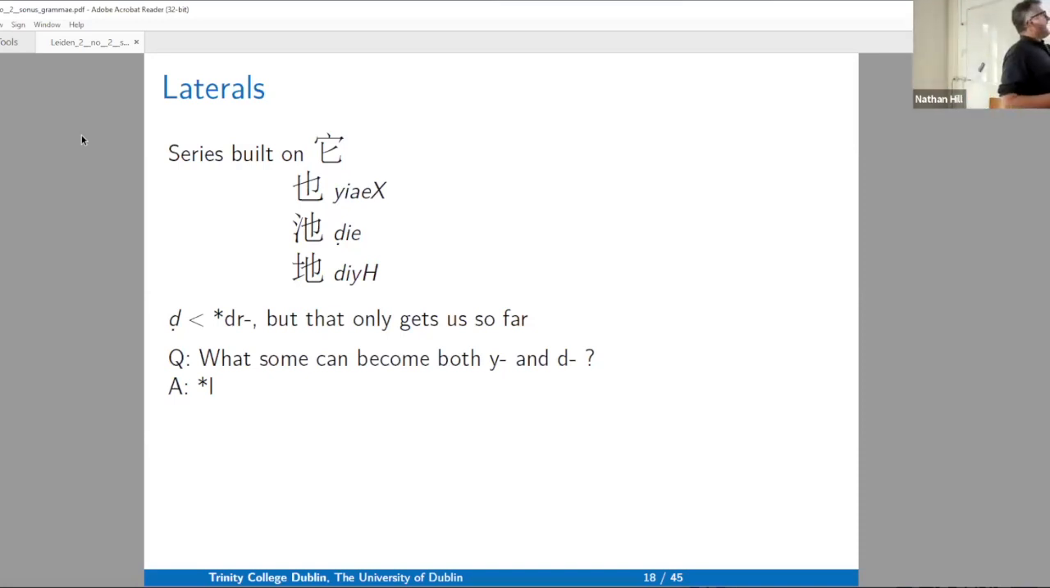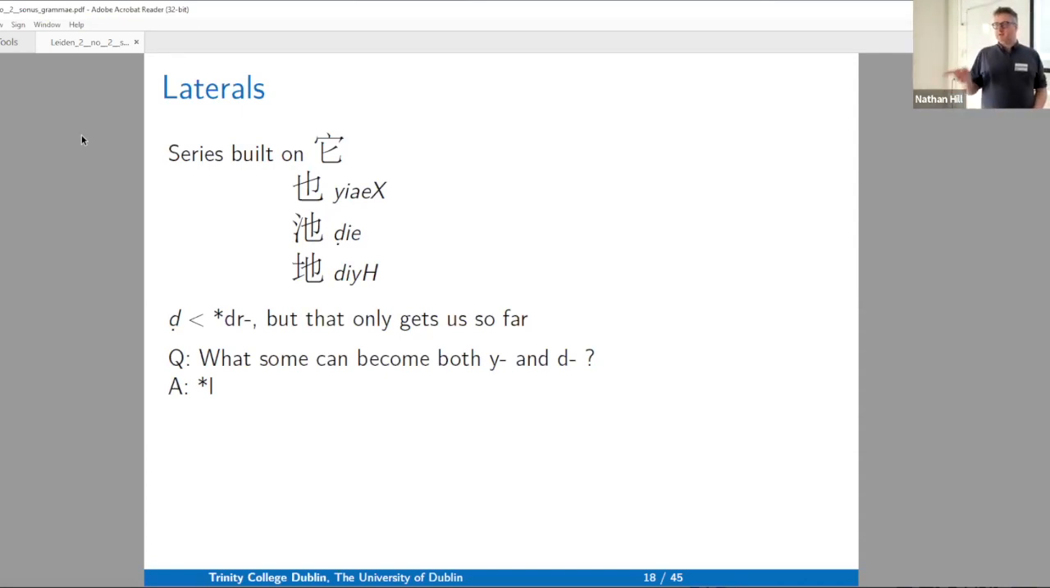But how do we get this D and this ya to make sense, right? Why would you use a character that starts with ya as the phonetic in a character that starts with da? That is what motivates the hypothesis that this isn't a da in Old Chinese. So let's put it this way. Some Middle Chinese does come from da. Some Middle Chinese does come from la.